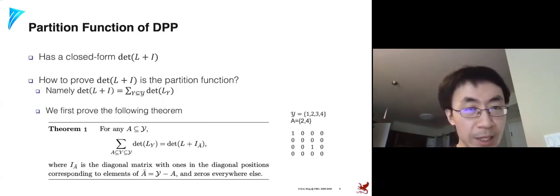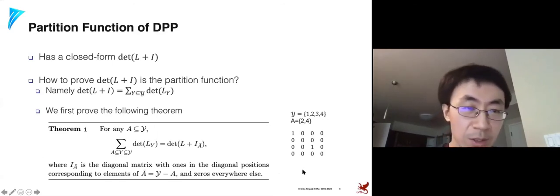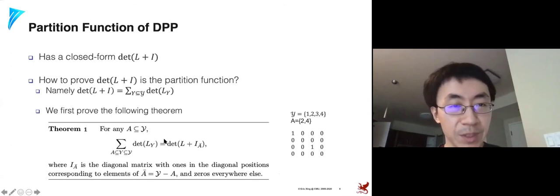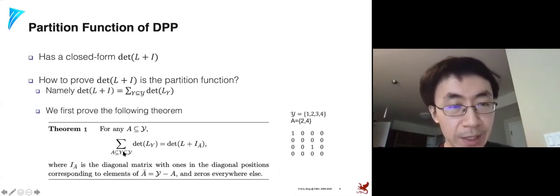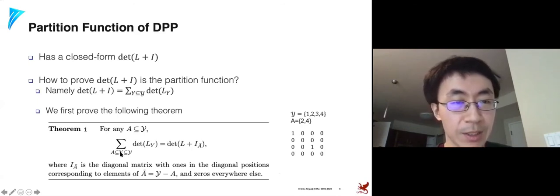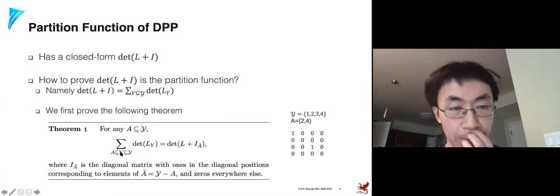So to prove that this is the partition function, let's first prove a theorem. In this theorem, it says that given any subset A from this universal set calligraphic Y, if we do a summation over the subset Y, which is a superset of A and a subset of the calligraphic Y, the term we are doing the summation over is the determinant of the submatrix indexed by the elements in Y.